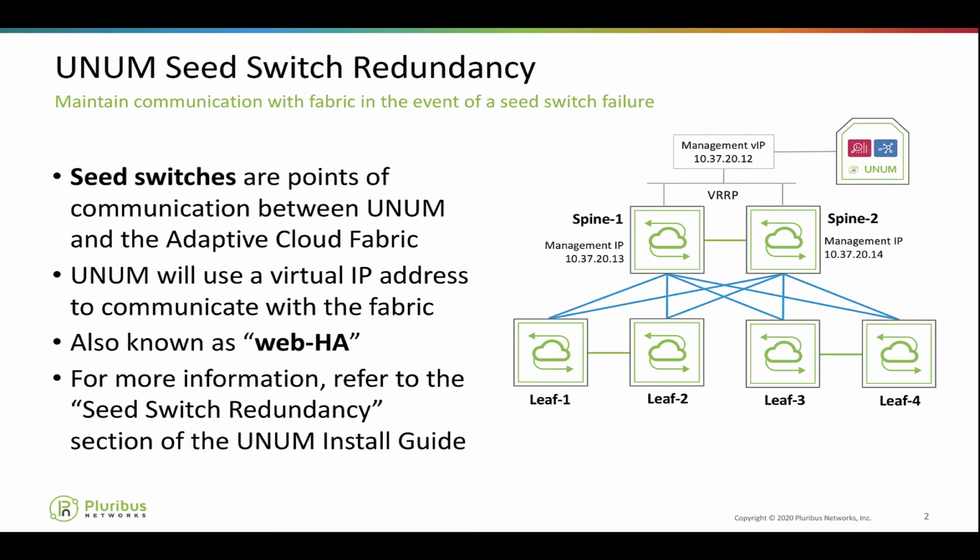In our testbed, we'll be configuring the Virtual Routing Redundancy Protocol between our two spines, which will become our seed switches. Then we'll remove the fabric from UNUM and re-add it with a new virtual IP address. Also be aware that here at Pluribus, this feature is also sometimes called WebHA. For more detailed information, you can refer to the seed switch redundancy section of the UNUM install and config guide.